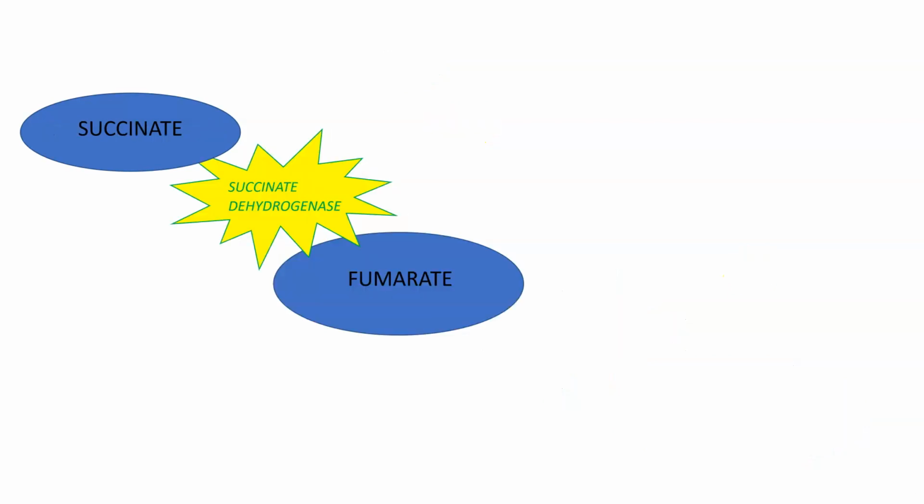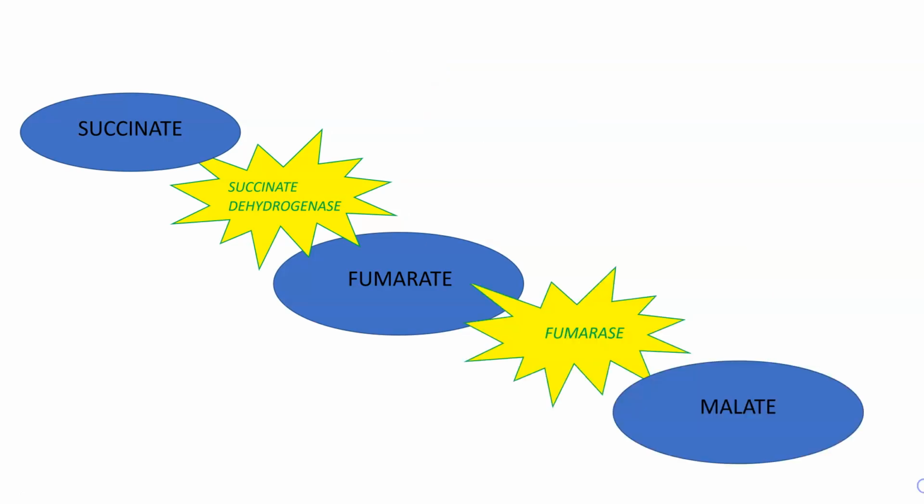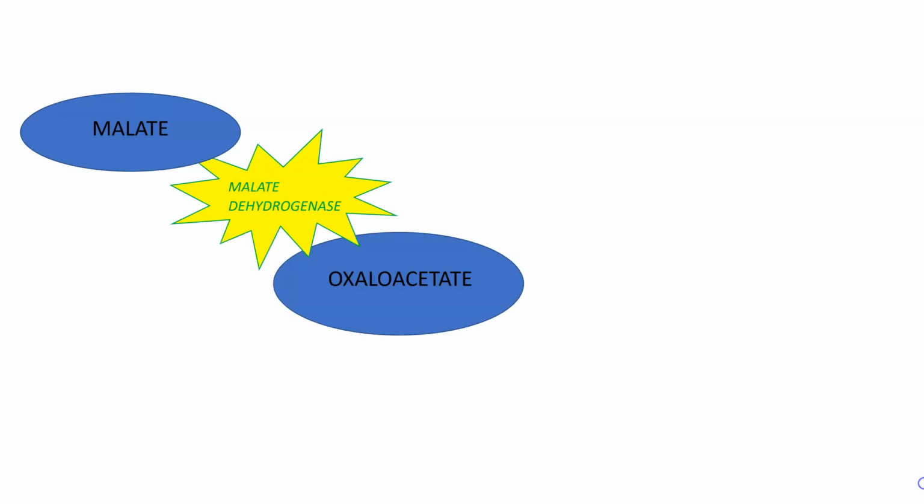We have succinate, and then with the succinate dehydrogenase enzyme, we'll create fumarate. And fumarate with the fumarase enzyme will create malate. That process will create FADH2, which also indirectly creates ATP. So then we have the malate, which along with malate dehydrogenase creates oxaloacetate. We talked about oxaloacetate in the beginning. That process creates NADH, which indirectly creates ATP.